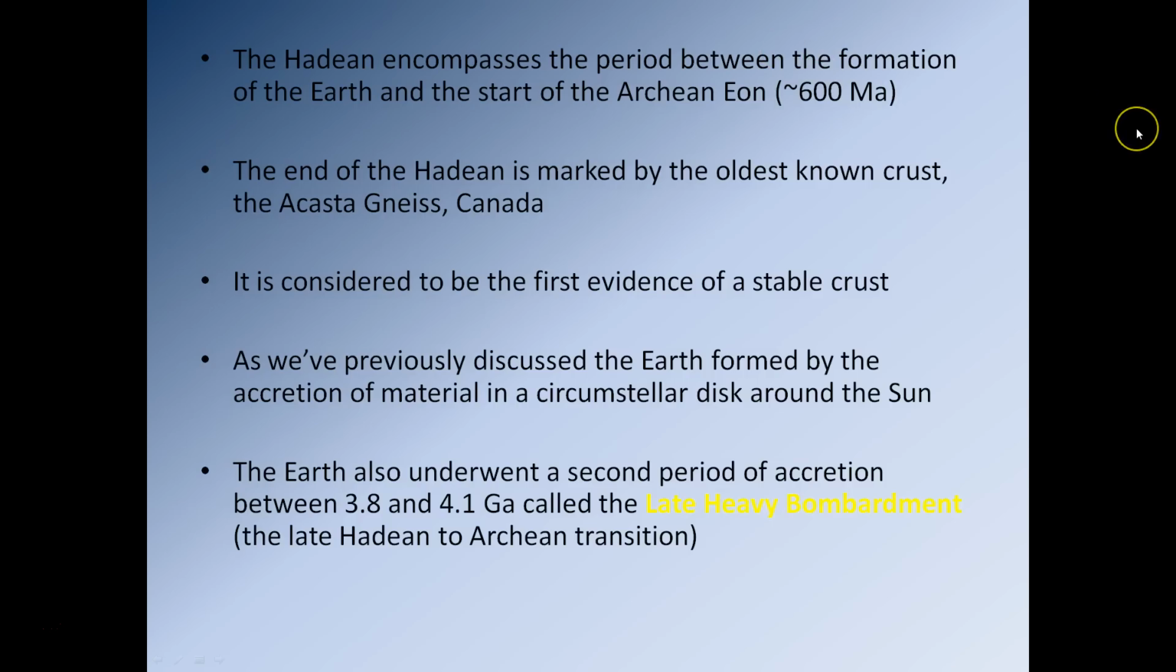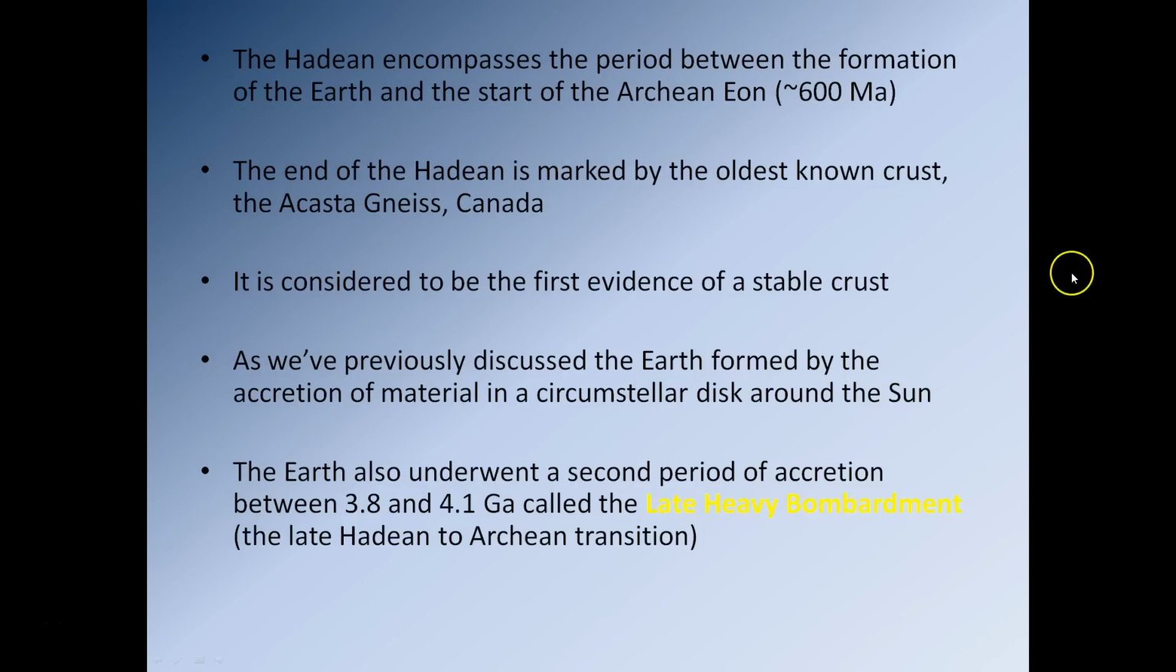So, the end of the Hadean is marked by the oldest known crust, and that's the Acasta gneiss, which is found in Canada. The Acasta gneiss is considered to be the first evidence of stable crust. You're thinking, well, why is it the first evidence of stable crust? The answer is it's the first piece of crust that has survived, and therefore, in order to survive for all this time, it has to have been stable. If it was unstable, it would of course have sunk down into the Earth's mantle, into the magma ocean, and it would have been destroyed.